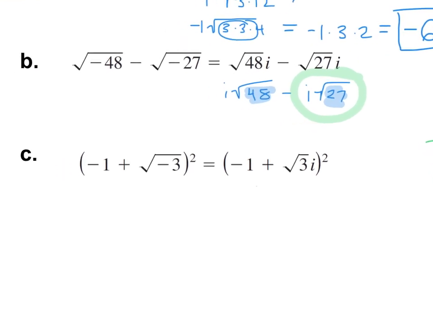Okay, and then in this last example, they just take out the negative from under the square root and put the i there. All right, let's move on to the next slide.